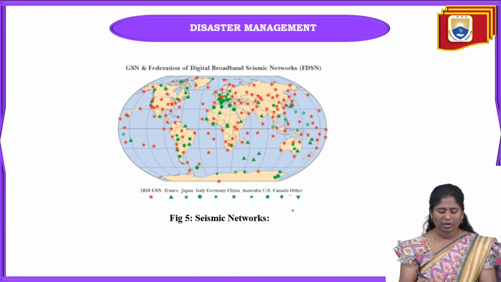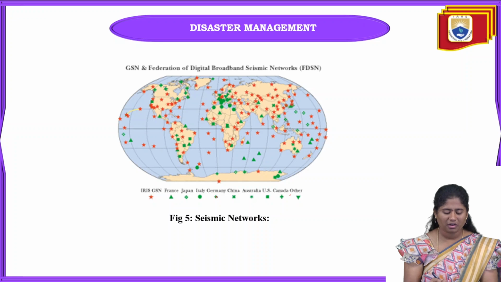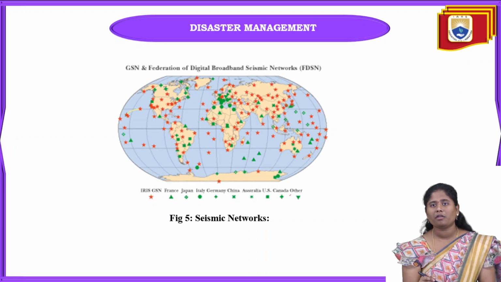Like this, here you can see the overall digital broadband seismic networks from all over the world. Here you can see the region, this red star is nothing but the Iris, and the triangular green is nothing but the France. Likewise, these red star dots and triangular green ones are nothing but the different stations that these meteorological people provide all over the world.